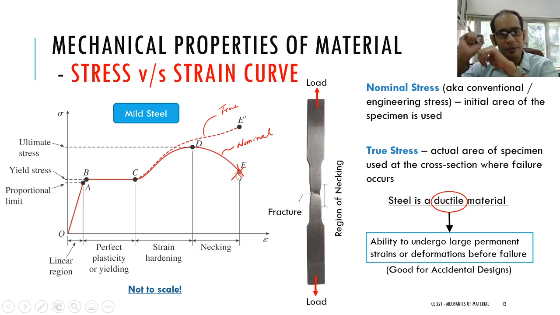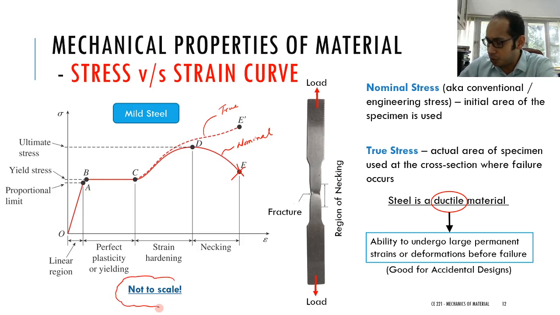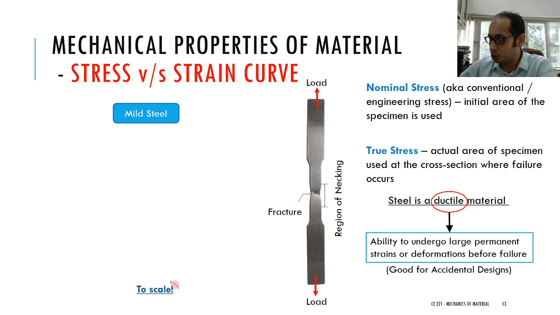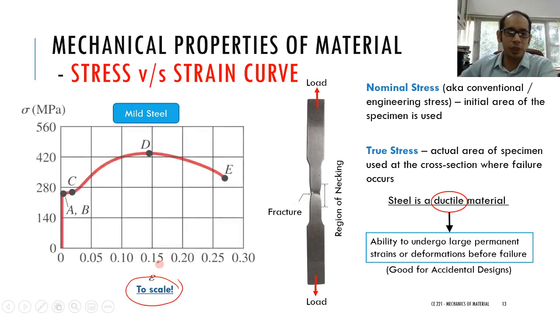Now, one very important thing to note in this particular slide: remember, this is not to scale. That's why you can see these regions and the different transitions, the nature of this curve at the different points, quite clearly. But this is not to scale. This is just to explain how the overall curve looks. If you zoom in on the particular portion, for mild steel, if you draw the plot to scale, it usually looks something like this.